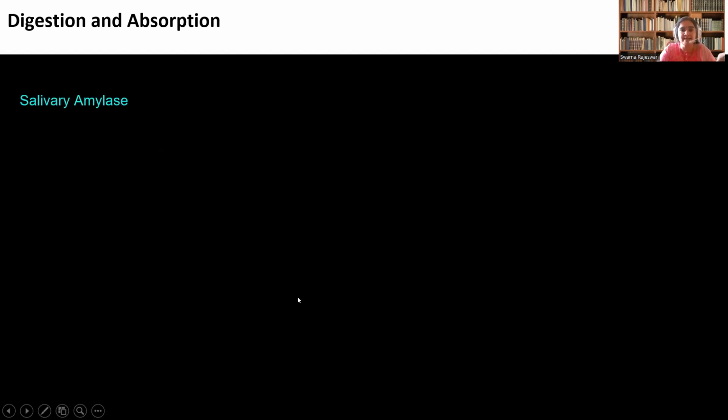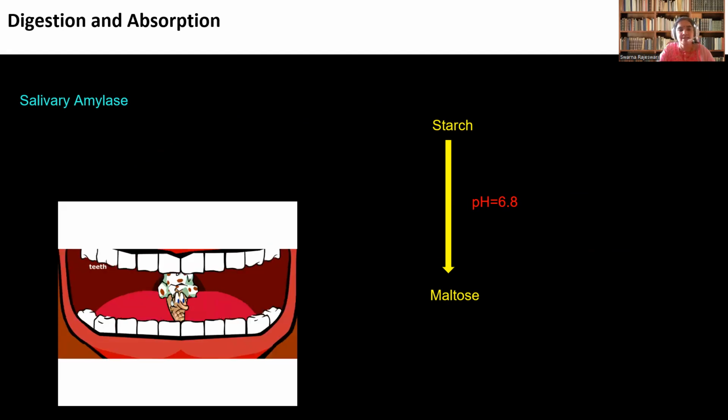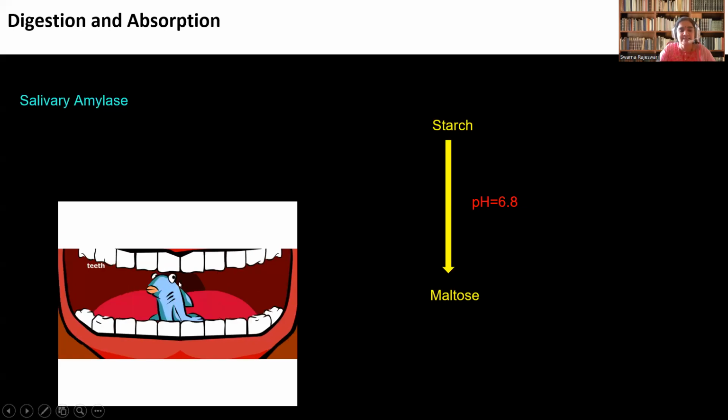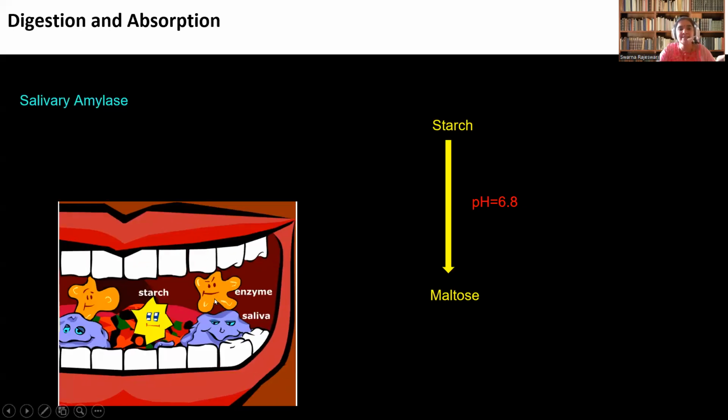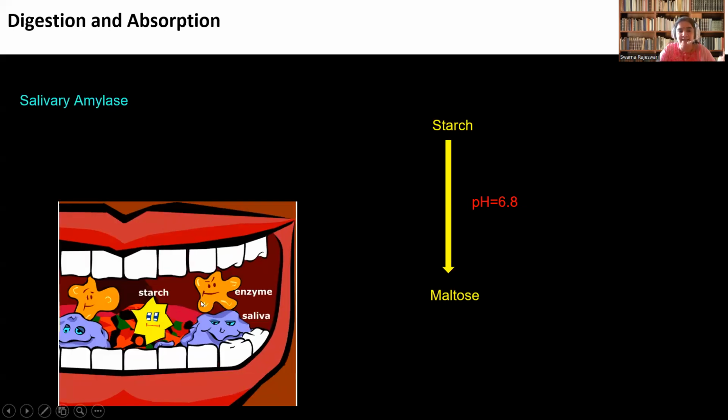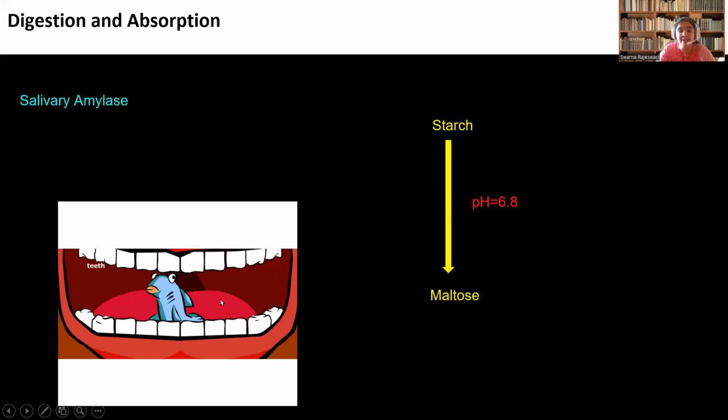Salivary amylase mainly acts on starch, where the starch is converted into maltose, and the pH which is necessary for maintaining this reaction is 6.8. So here, if you see, the saliva contains salivary amylase, which acts on starch, and lysozyme is also present in the saliva. The lysozyme is antimicrobial in action. So that is about saliva.